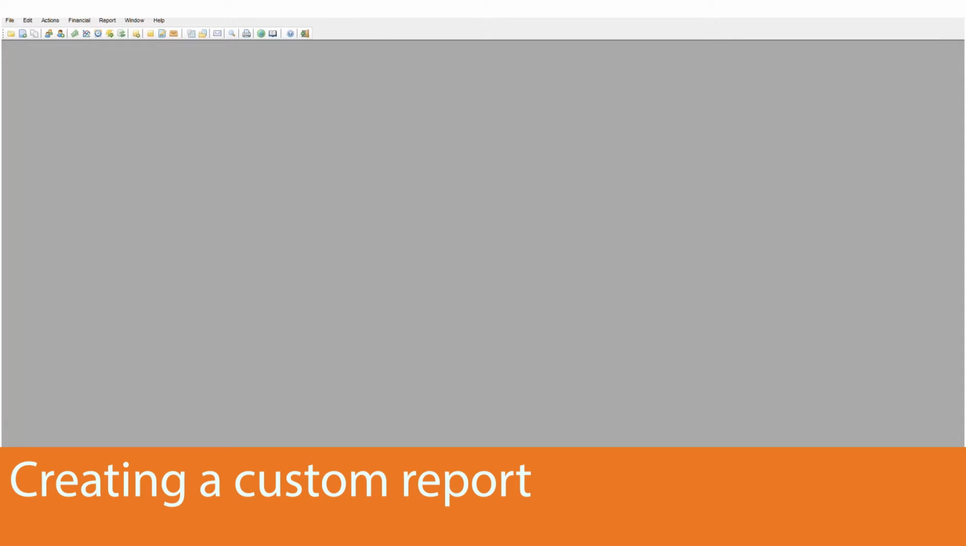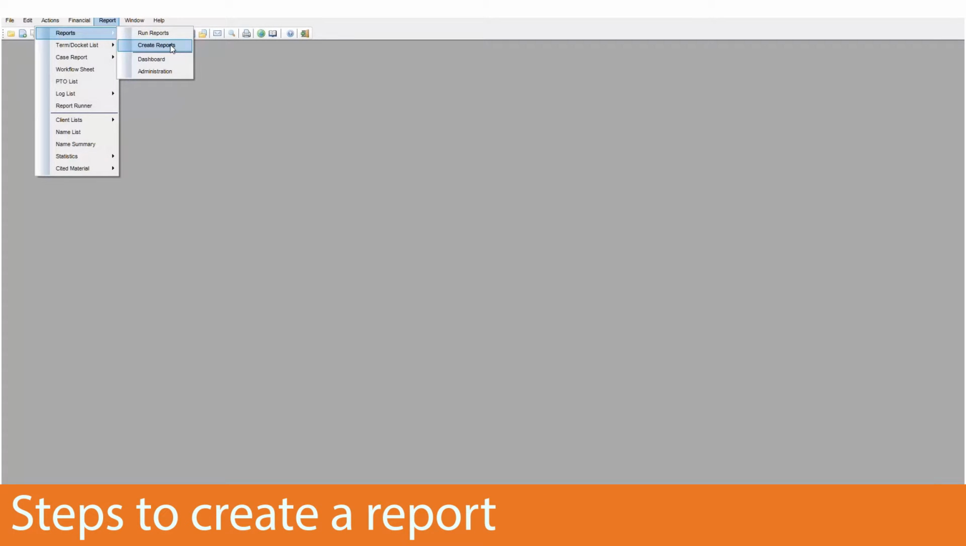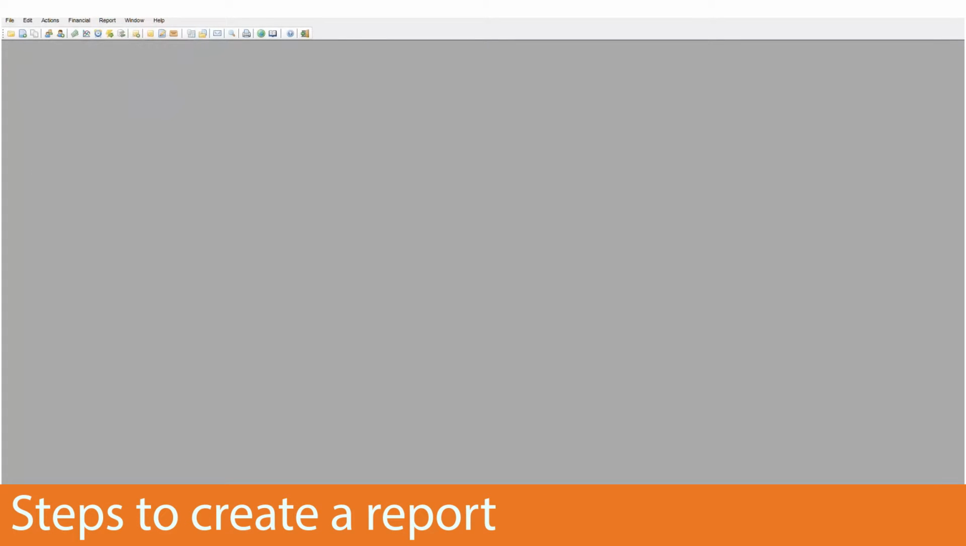Before delving into the rest of the report options, let's stop and look at creating our own custom report. You create all custom reports in a separate area. You can access this by clicking on Reports and then Create Reports. Before we do go there though, let's first talk about what is needed when we want to create a report.